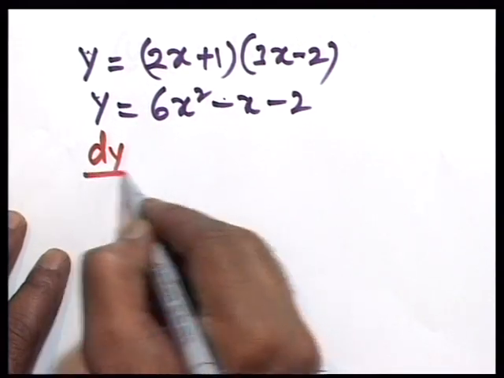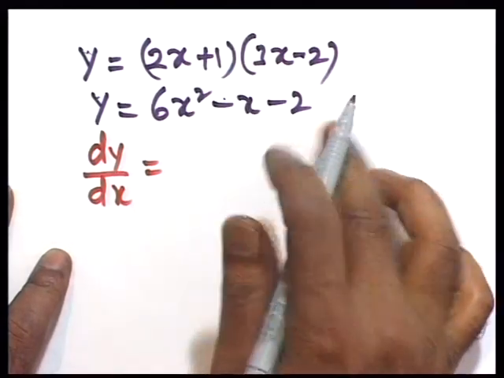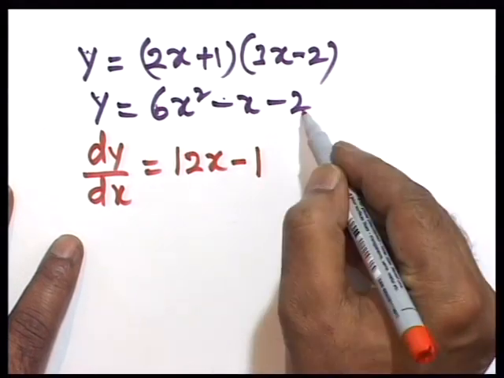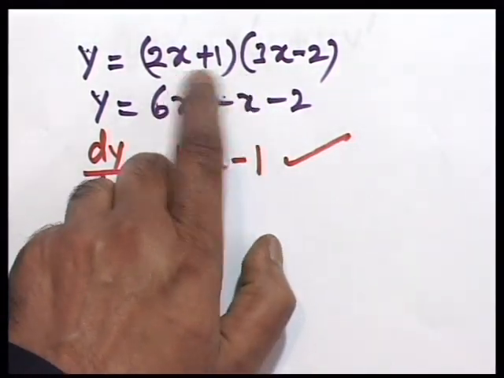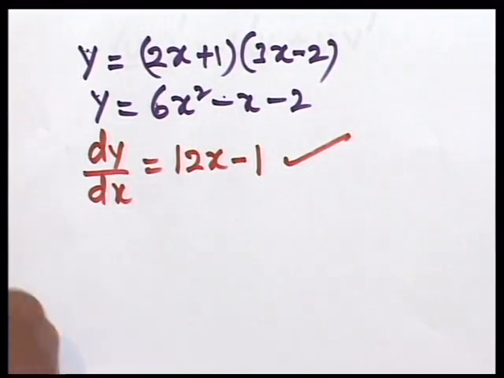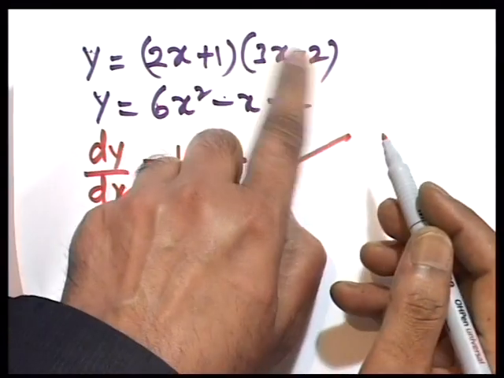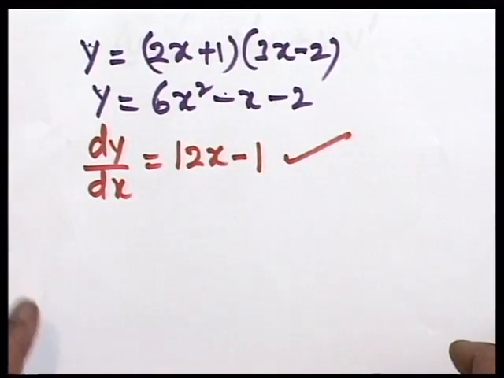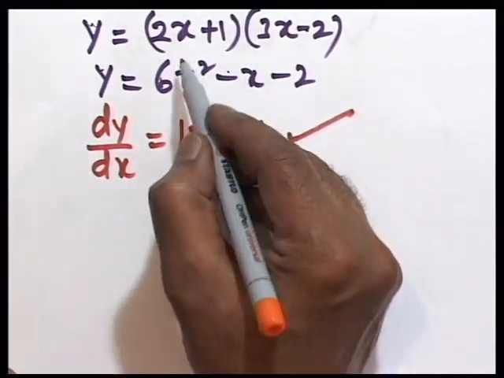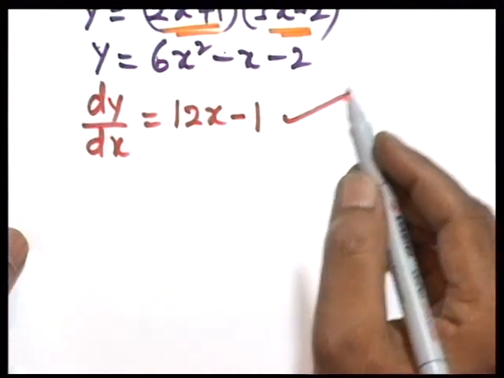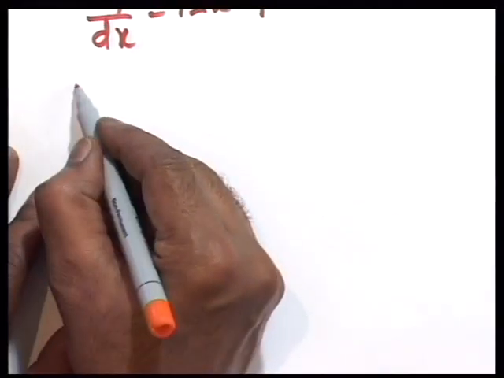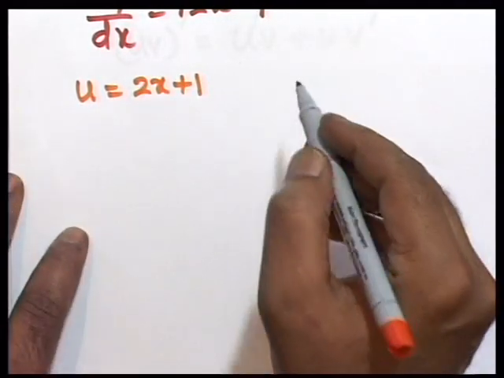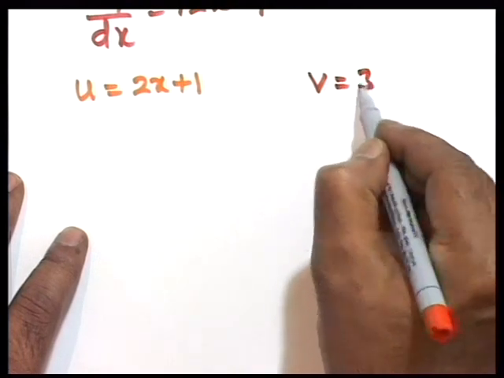Then we do dy over dx because it's ready to be differentiated. 2 times 6, 12x, minus differentiation of x is 1, and the constant is 0. So that's the answer. That's the normal style to do. So let's call this function u, and that v. So the question looks like u times v. I'm going to do the same sum here. u is this and v is that. So watch there. u equals 2x plus 1, and then I will write here v equals 3x minus 2.